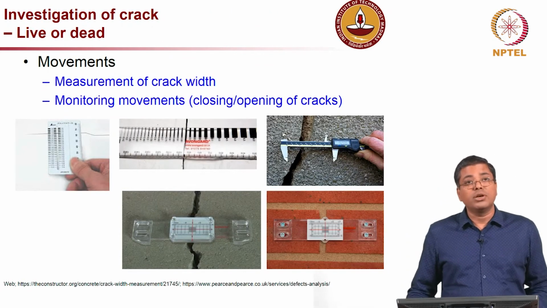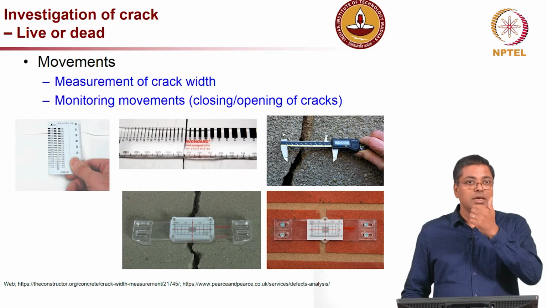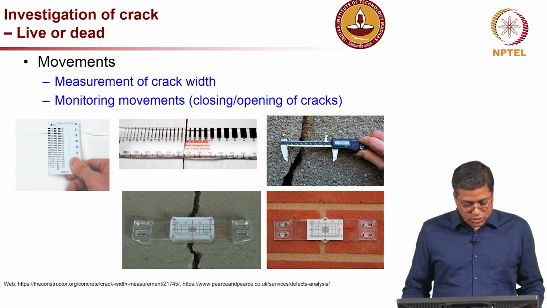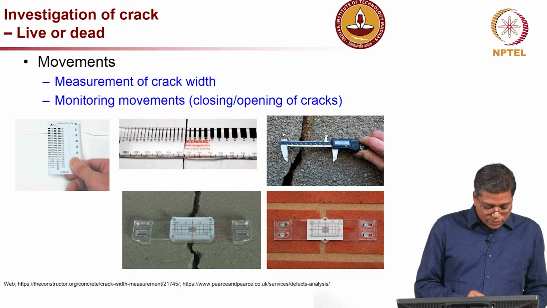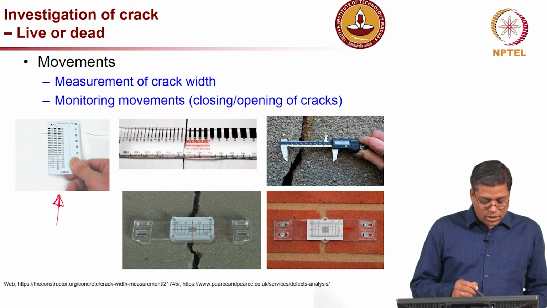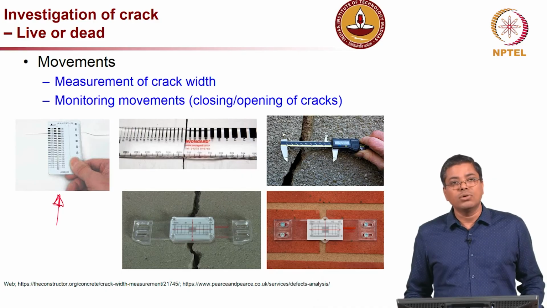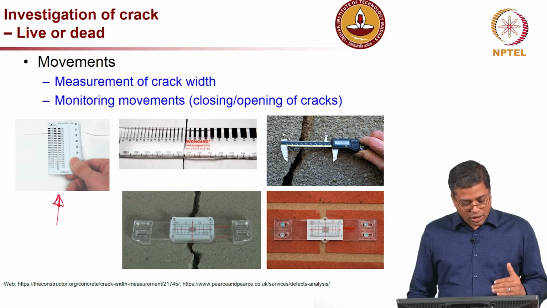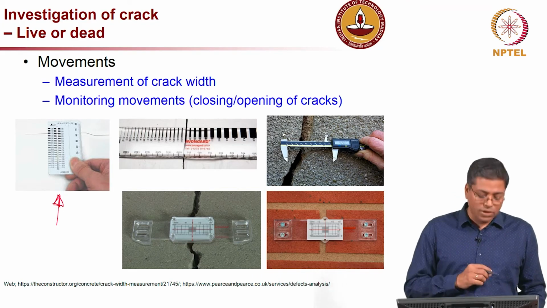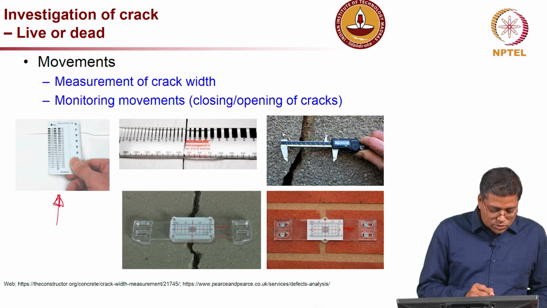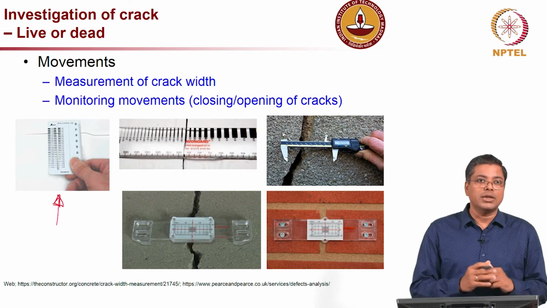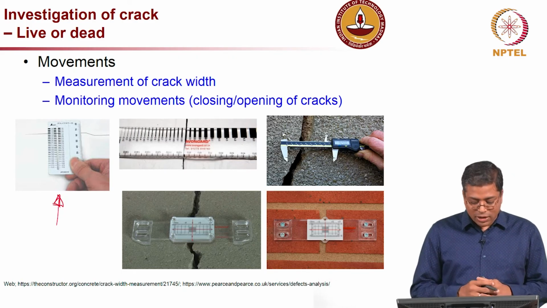It becomes important to investigate whether a crack is a dead crack or a live crack, because that will change the way you repair the structure also. One example here is, first we have to measure the crack width. This is a crack card, just like a credit card, which has different markings with different crack widths. All these black lines which you see have different thicknesses, and you place this card on the crack and then you can measure the crack width.